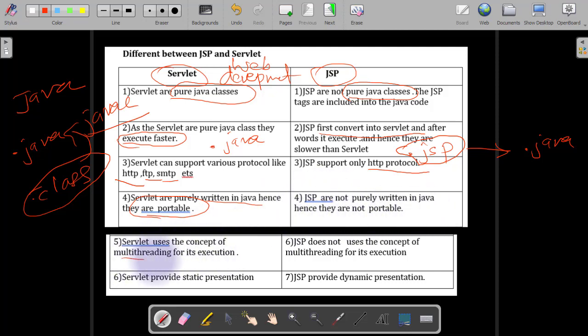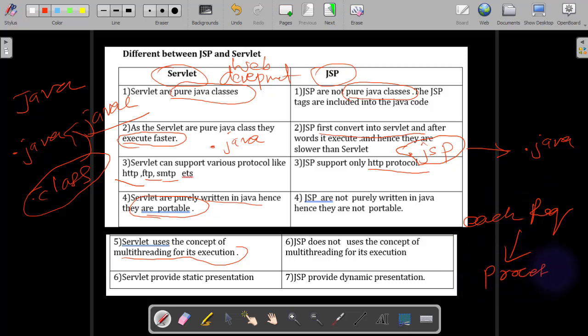Servlet uses the concept of multi-threading for its execution. That means when the client sends a request, the servlet will create an individual, single thread for handling the request. Servlet does not create a process for executing the client request. But in case of JSP, for each request, the JSP engine will create a separate process. It won't create a thread for each request. Therefore, this is also one of the reasons the JSP is slower than the servlet.